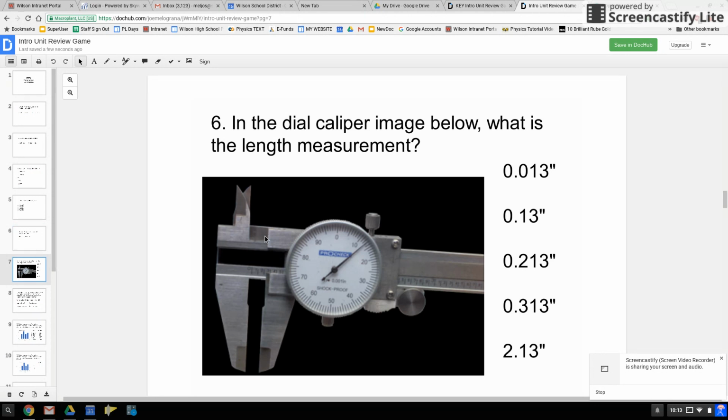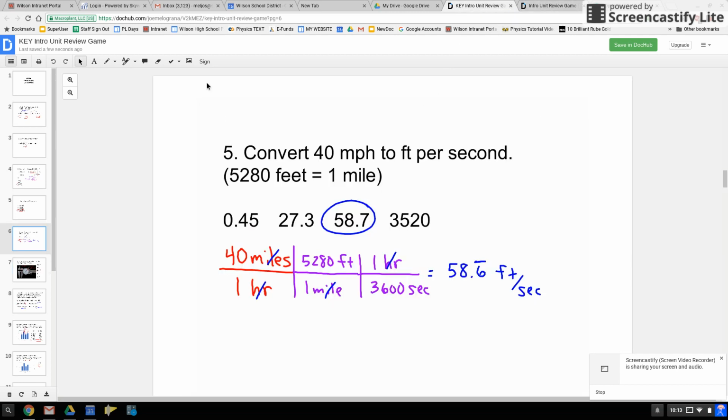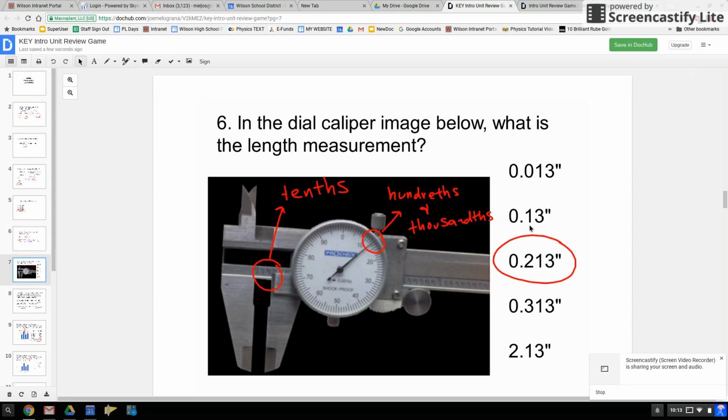Okay. Dial caliper reading. In the image below, what is the correct length measurement? Okay. It would be 0.213 inches. If you zoom in here on the caliper, notice that the edge is between 2 and 3/10 of an inch. So we have 2/10, and then the dial here is what gives us our hundredths and thousandths place. So here we're at 13, so that gives us the 13 in the hundredths and thousandths place, hence our correct length measurement of 0.213 inches.